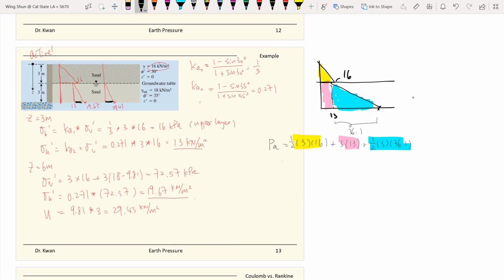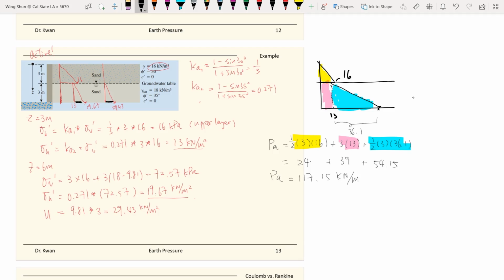Then we got the three forces: 24 plus 39 plus 50.415. So the resultant force resisted by the retaining wall under active conditions is 117.15 kilonewtons. This is a force per unit length, because this is a plane-strain 2D problem. So this is the force per meter of the dimension into and out of the page. So we got that one.